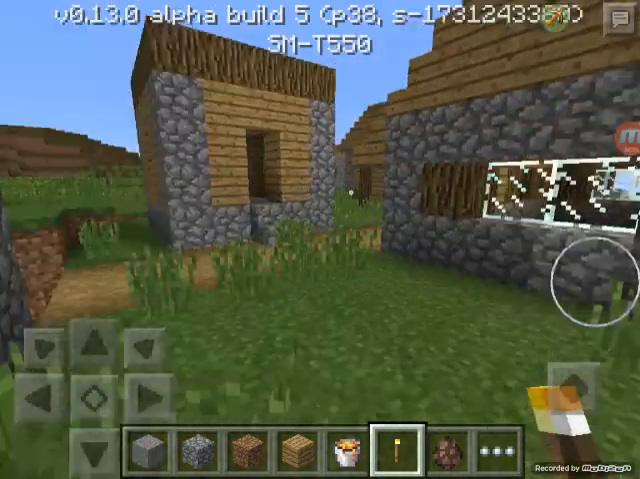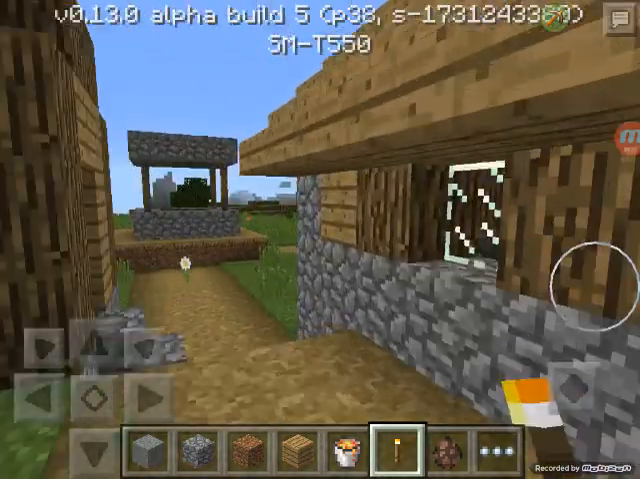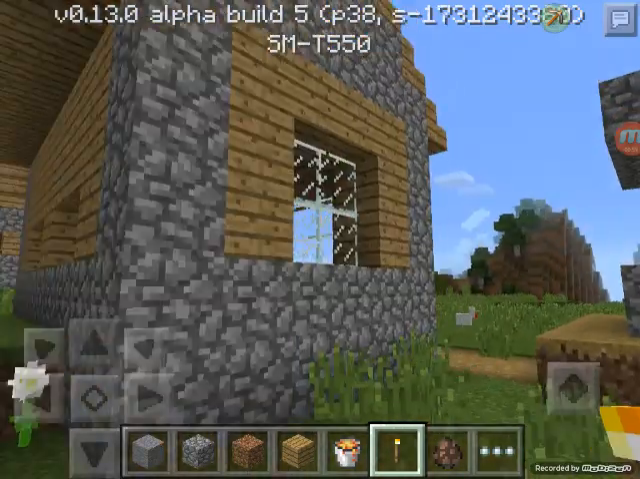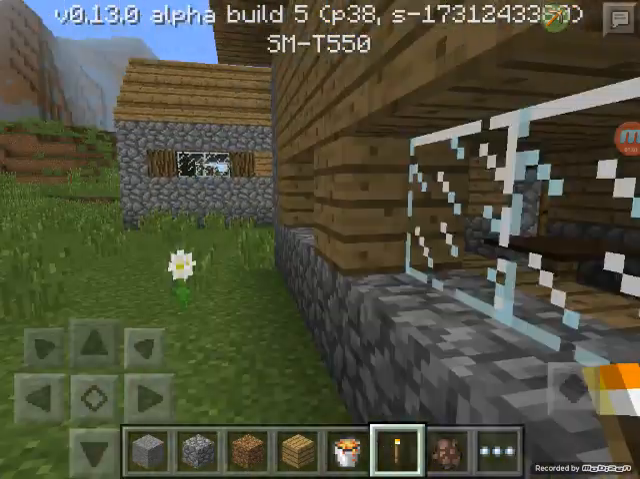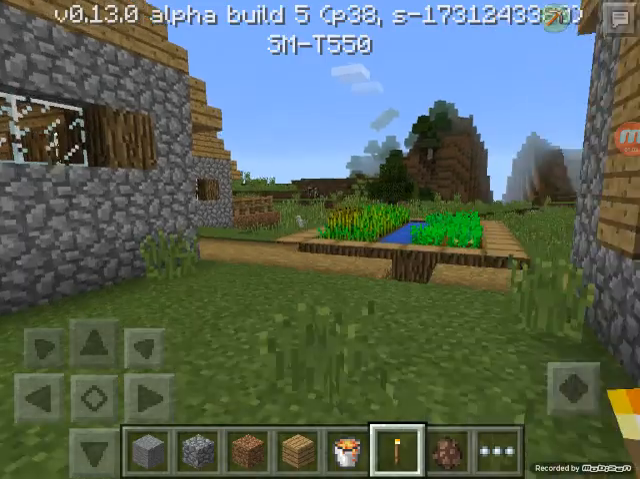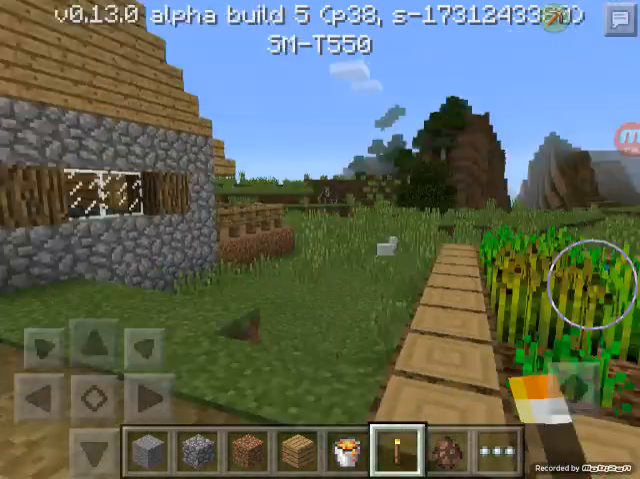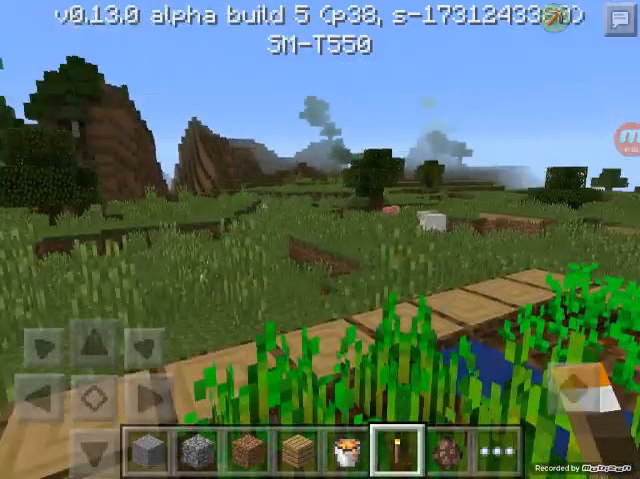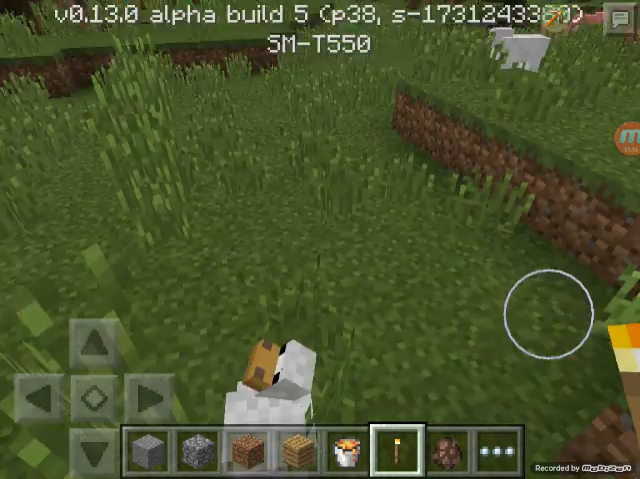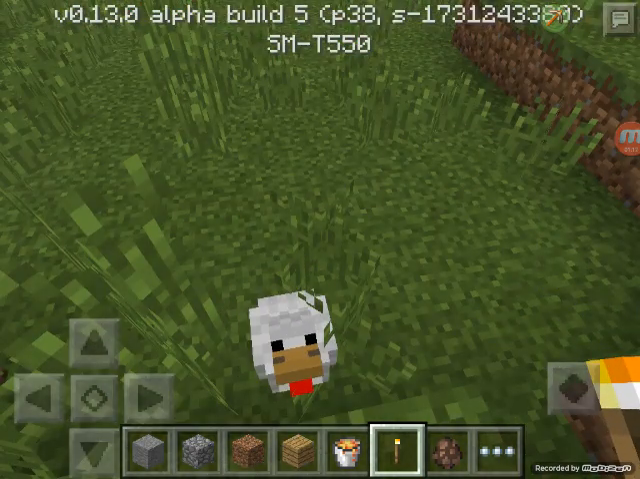I don't think there's any villagers here though. Villagers. This is their home. This is where they live. Their life. And there's a chicken and cow. Biosphere.